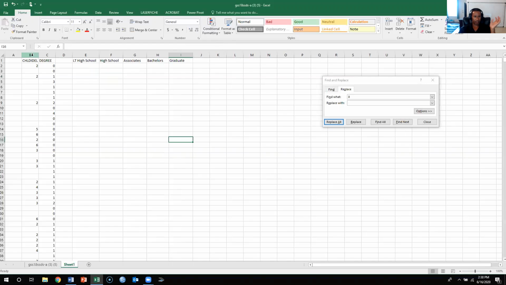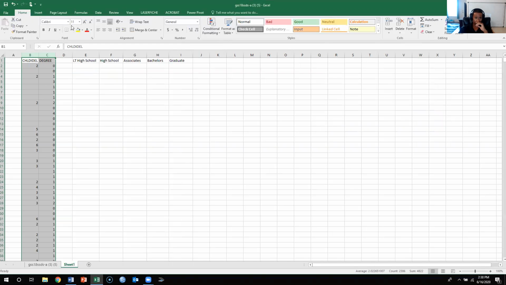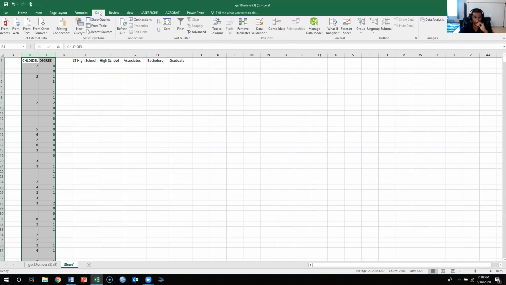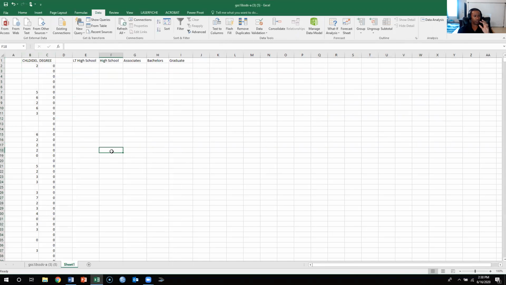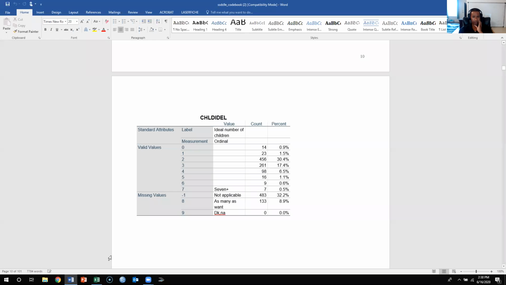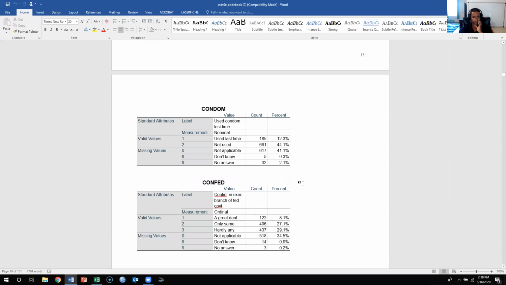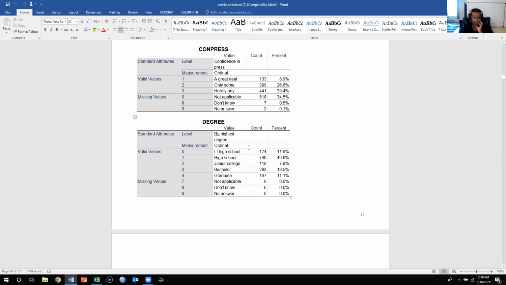Okay, now that we have that, we need to sort the data. So I'm going to come up to Data and hit Sort. Then I'm going to sort by degree, sort on value, smallest to largest. Now if we look back at the codebook, we see that 0 for degree is less than high school, 1 is high school, 2 is junior college, 3 is bachelor, 4 is graduate.